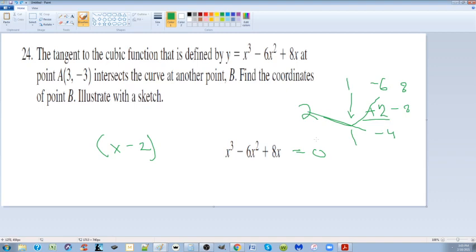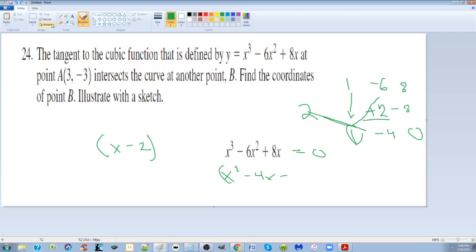Geez, what does that mean? Shouldn't I have gotten 3 of them? Drop that down, multiply by 2, add it. Minus 4, multiply by 2, minus 8. Add it. 0. So what does that mean? Does that mean my other factors are x minus 4? Shouldn't it mean that I have x squared minus 4x? Oh, I see what it means. That's what it means. Squared. Plus 0. I think that's what it means.